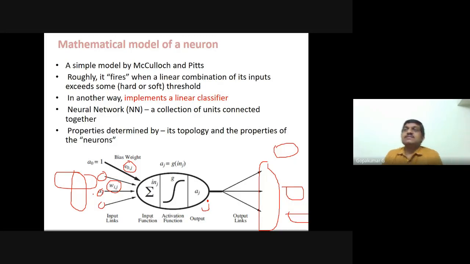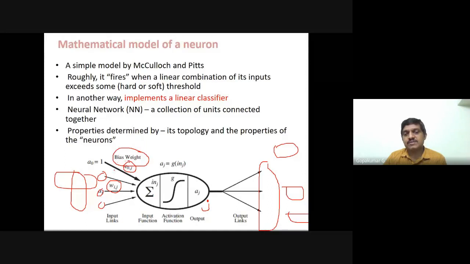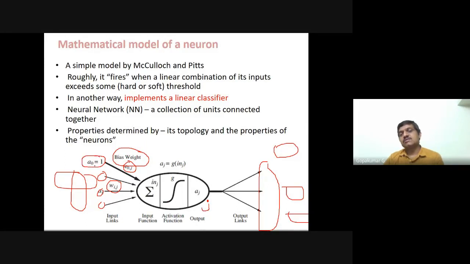We have seen that W0 is a bias, and we have an X0, which we always keep as 1. Similarly, for each of these nodes, we put a bias weight, and the bias input is A0. A0 is always 1, something like X0, and there is a weight corresponding to it, W0J. 0J represents the weight from the 0th previous neuron to the jth neuron, and the jth neuron is our current neuron.